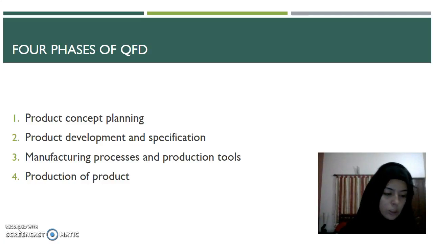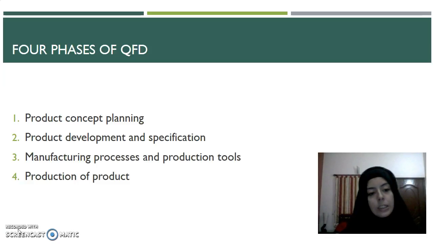Then there is the manufacturing process and production tools. This is the part where the product and the components specifications are designed according to the insights you gain from the research. And the final stage is the production of product stage, where you take the product into the manufacturing phase after you're done with the pilot study.